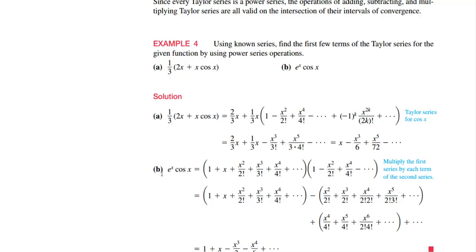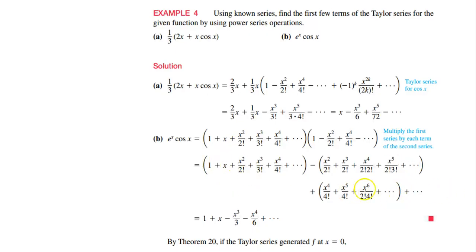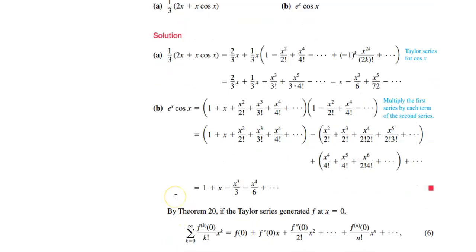So that gives us 1 plus x squared over 2 factorial plus x cubed over 3 factorial, and so on, times 1 minus x squared over 2 factorial plus x to the 4th over 4 factorial, and so on, right? If we multiply the first series by each term of the second series, we get these parenthetical values down here, which I'm not going to read out here. But that will condense down to 1 plus x minus x cubed over 3 minus x to the fourth over 6, and so on and so forth.